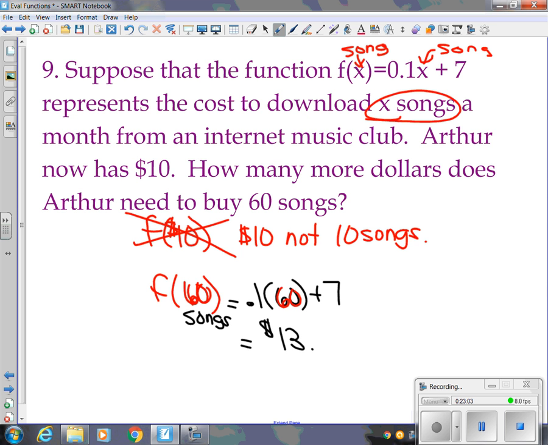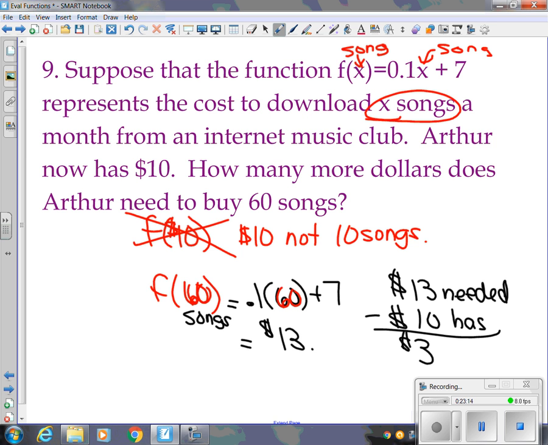So in this case, it would be $13 needed. He needs 13. $10 is what he has. So if you subtract, you need what? $3 more. $3 more is your final answer. Does everybody get what we just did? Okay, so is function notation really all that new? No, it's just a new label. Do nothing on the left. Okay, do all of your work on the right. Just make sure whatever number you put in for X is the right number you can put in for X.